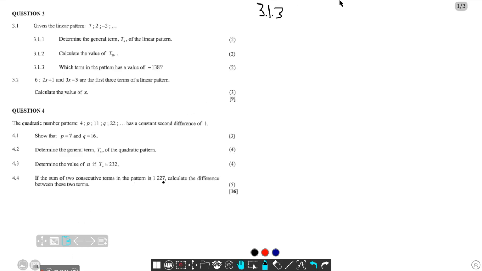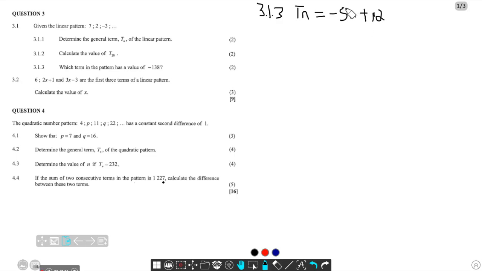Now, it says which term in the pattern has a value of negative 138. So now this was 3.1.3, and this was our formula, right? It was negative 5n plus 12. Yeah? So now they want our value.